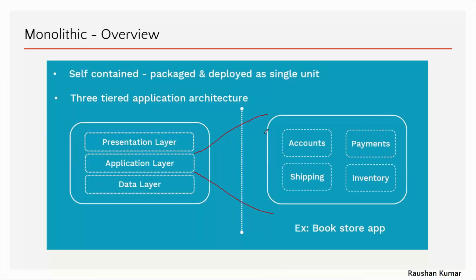Let's say I have a bookstore application, and I have multiple modules. Consider a Flipkart application, which can have many modules: electronics, other kinds of items, kitchen items, travel, billing, user management, user data. So I have different kinds of modules in the application. For this bookstore application, let's say I have accounts, payments, shipping, and inventory.